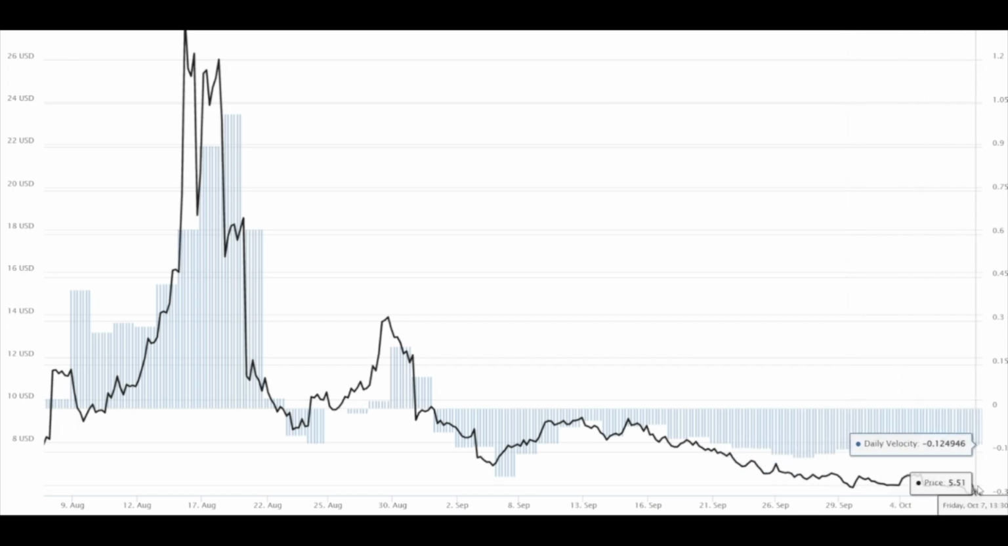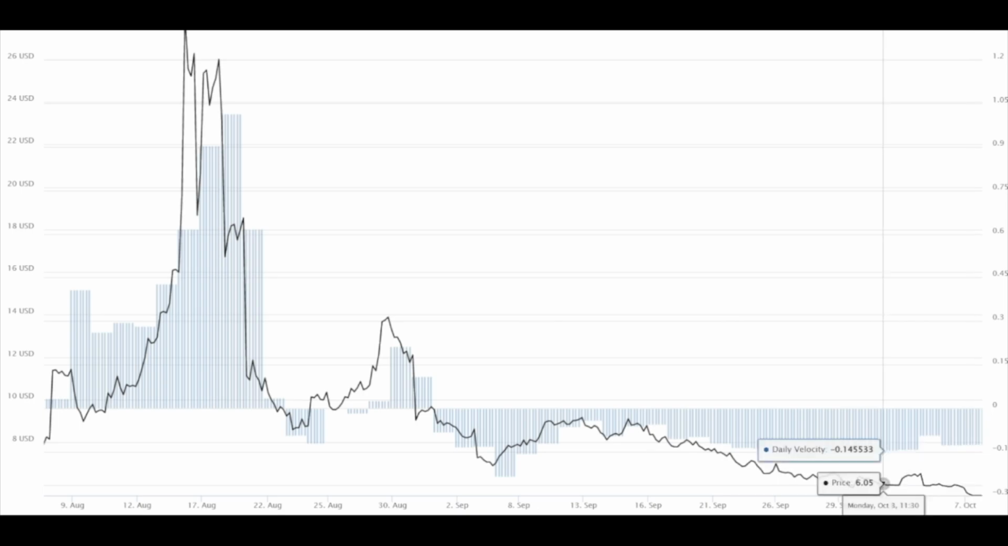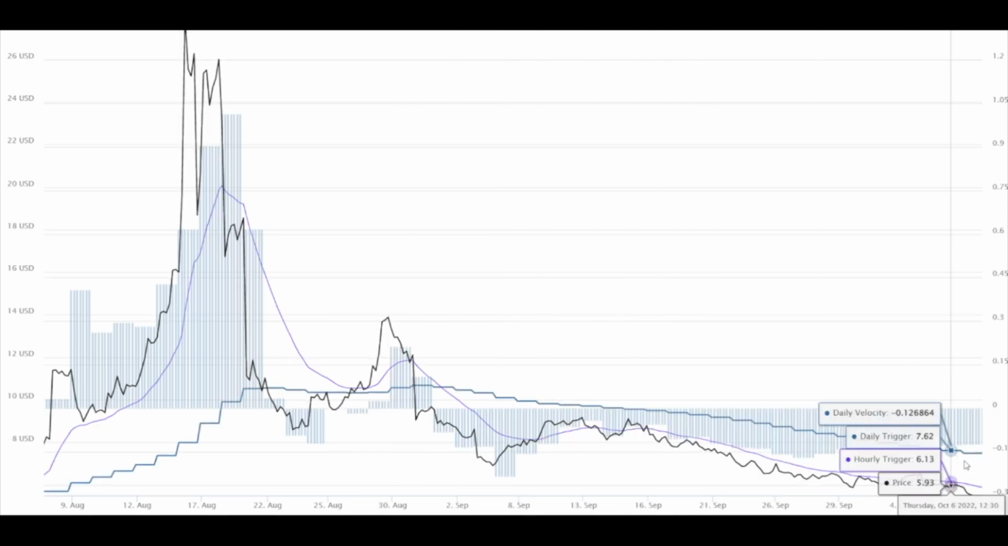And over here, BBBY is making its second divergence. And so if BBBY makes one more low and the daily velocity does not exceed this print right here, that would mark a turning point for BBBY, and we would wait for the hourly trigger to cross back above the daily trigger to confirm the start of the next leg up.